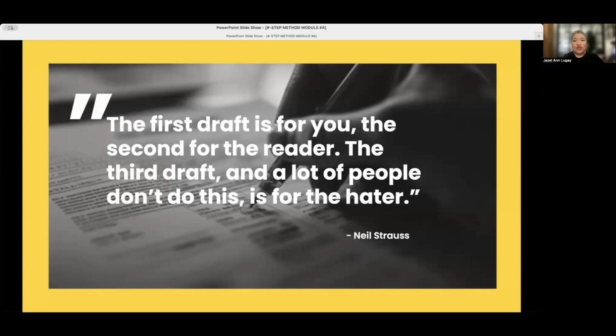American author and journalist Neil Strauss aptly describes the process of editing as: the first draft is for you, the second for the reader. The third draft, and a lot of people don't do this, is for the hater.